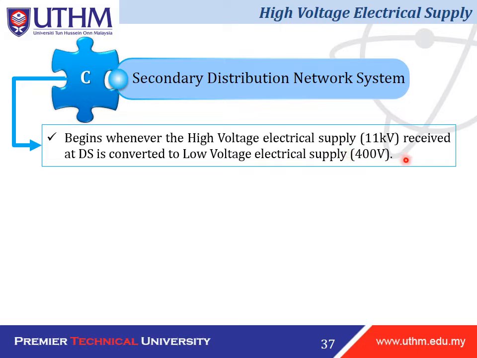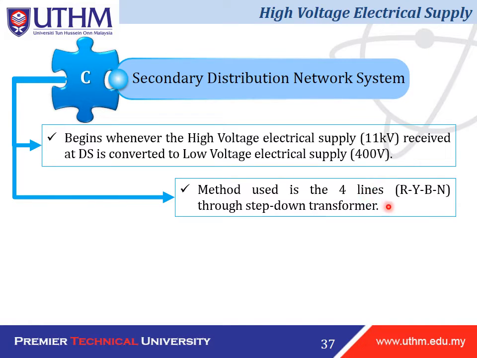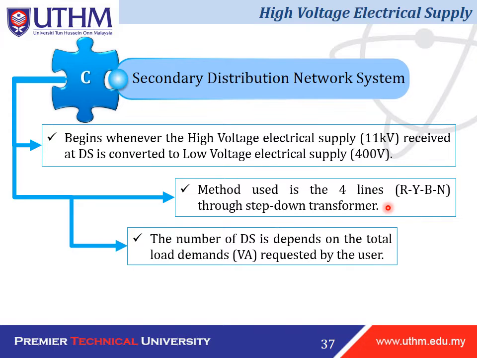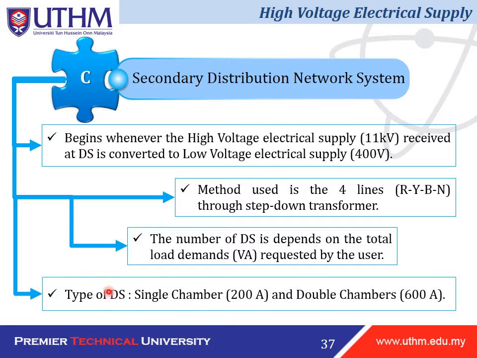For the secondary distribution network system, it begins whenever the high voltage electrical supply such as 11 kV received at the distribution substation is converted to the low voltage electrical supply, for example 400 volt. The method used is the 4 lines, red, yellow, blue and neutral, through the step-down transformer. And then the number of distribution substations depends on the total load demand in VA requested by the user.